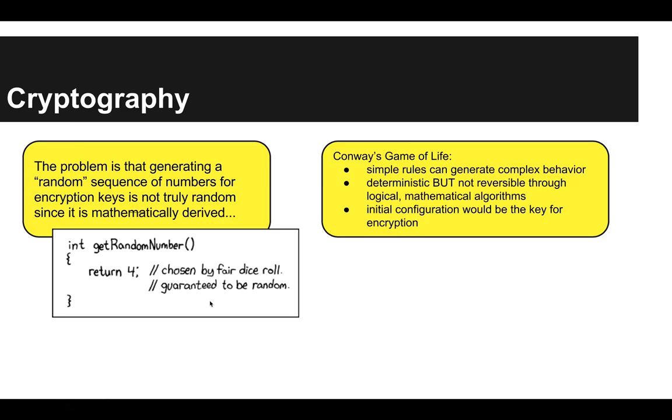So a proposed solution using cellular automata is best exemplified through Conway's Game of Life. It's made up of simple rules that can generate very complex behavior. And although it's deterministic, it's not reversible the way mathematical equations are. The only way to get the key for the encryption is if we somehow figure out what the initial configuration is of a cellular automata.